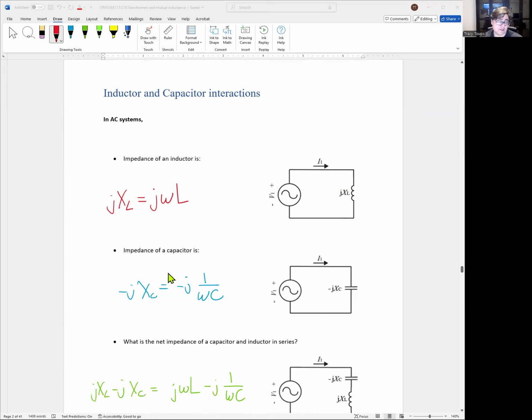The impedance of a capacitor, on the other hand, where the capacitor itself is part of the circuit, is negative jX of C, where the impedance of this capacitor is negative j, 1 over omega C. Again, omega is the frequency of the circuit, and C is the capacitance in farads, right?